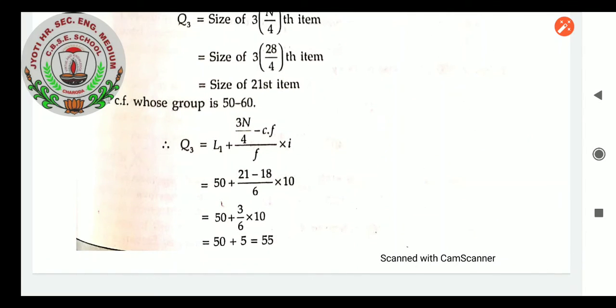So this was it for today's class. Thank you and have a nice day. In the next class we will be moving on to the mean deviation, as quartile deviation is completed in the dispersion chapter.